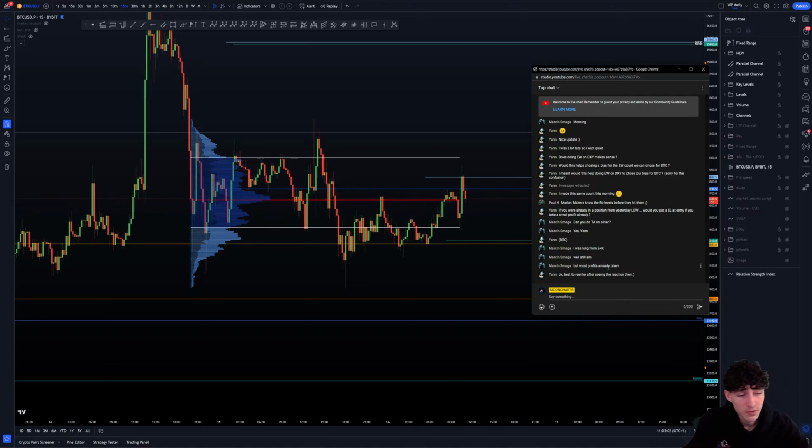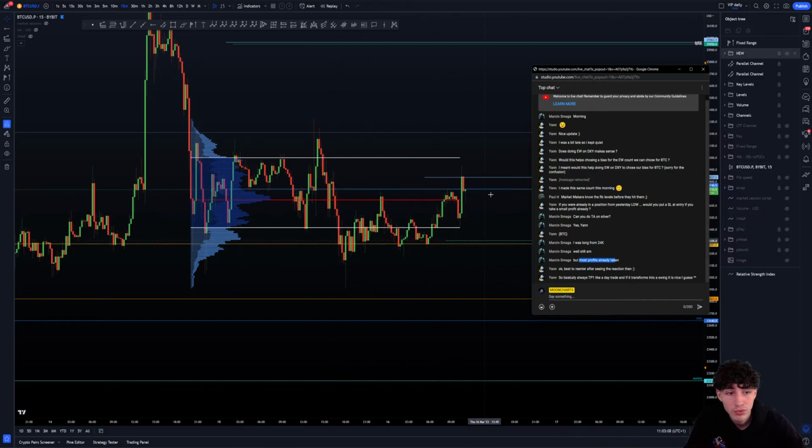But to be honest with you, that sucks if we go higher, but you just lock some profit, and so you made some profit. You don't have any loss, so you just protect your capital, and so that's perfect. That's pretty cool, to be honest. Okay, best to re-enter after seeing the direction then.